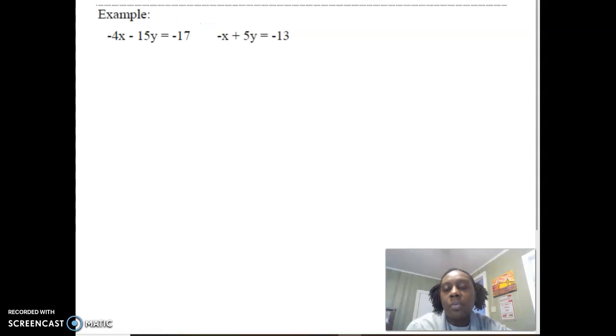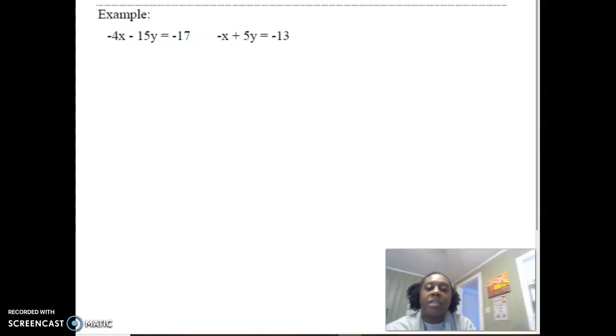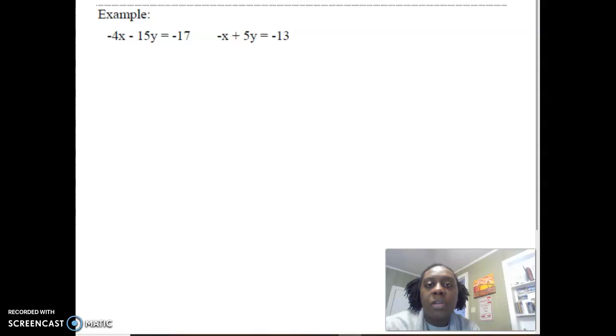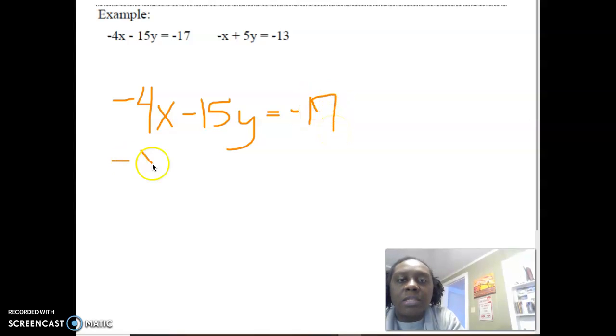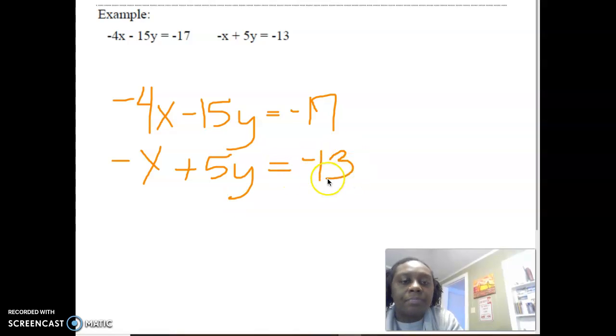Alright, so looking at this example, it starts with negative 4x minus 15y equals negative 17. And then the second equation is negative x plus 5y equals negative 13. So this one, we don't have to move any of the variables. Everything is going to be aligned when we put them on top of each other. My suggestion is, if it's given to you side by side like this, to go ahead and write it top over bottom. So negative 4x minus 15y equals negative 17. And then negative x plus 5y equals negative 13.